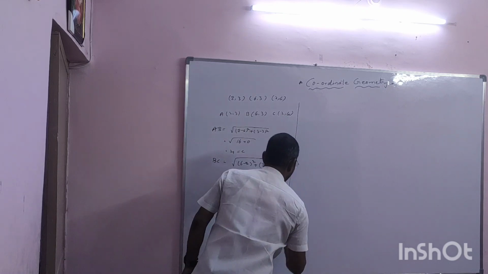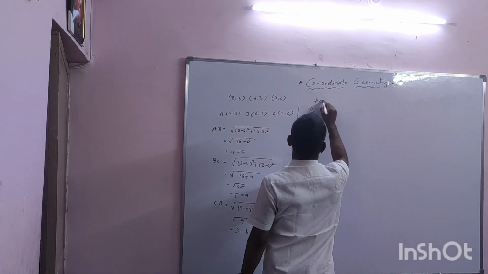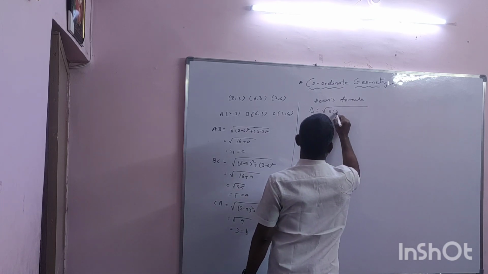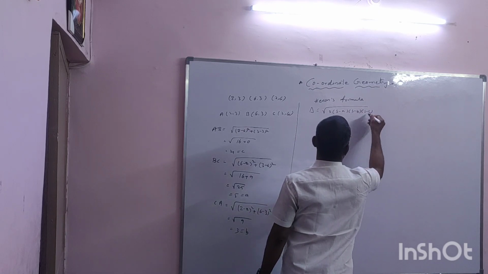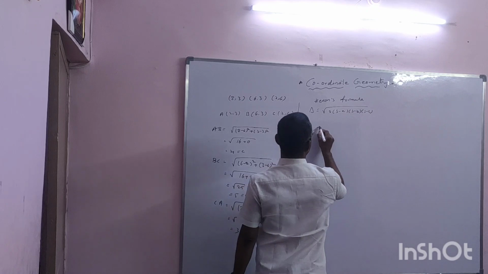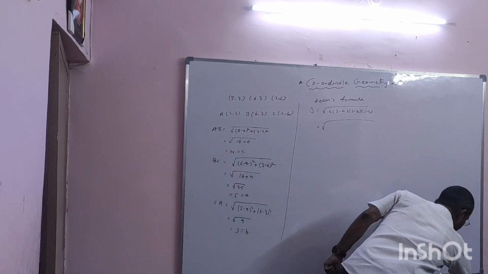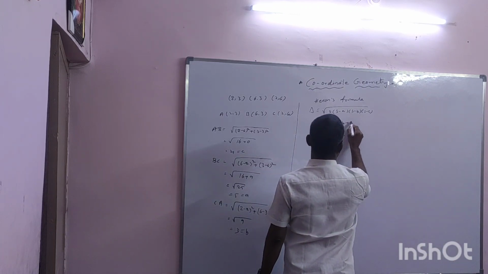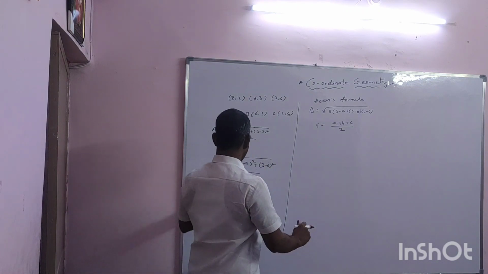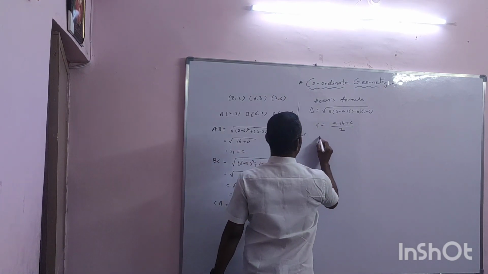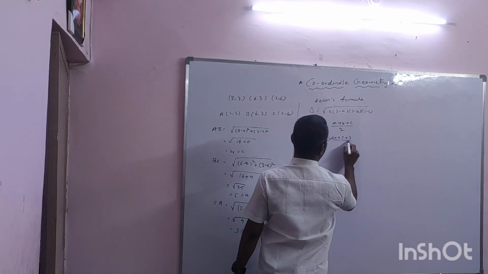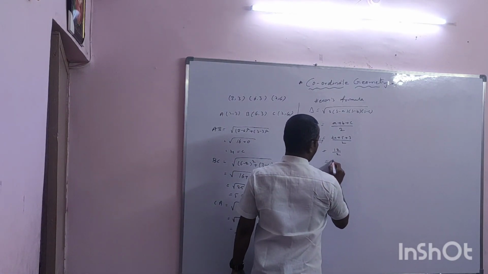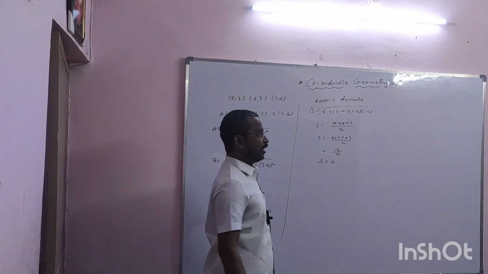Now what is your Heron's formula? Heron's formula is under root of S into S minus A, S minus B, S minus C. What is your S here? S is equal to A plus B plus C by 2. What is your A? Directly add them: 4 plus 5 plus 3. S is equal to 4 plus 5 plus 3 by 2. 4 plus 5, 9. 9 plus 3, 12. 12 by 2. So what do you get here? 6. Now apply the formula.